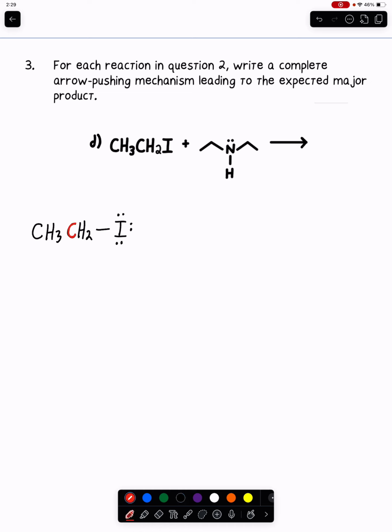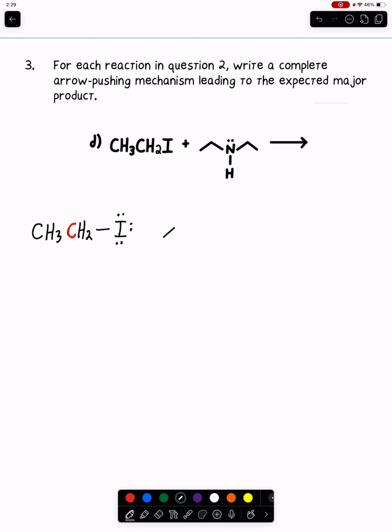Remember that iodine is more electronegative than that carbon. It's pulling electron density towards the iodine, which means that carbon ends up with a partial positive charge. And since that carbon has a partial positive charge, it is susceptible to attack by things with electrons, like nucleophiles.